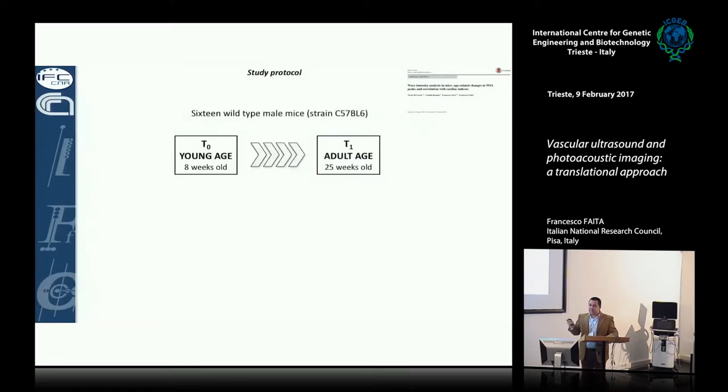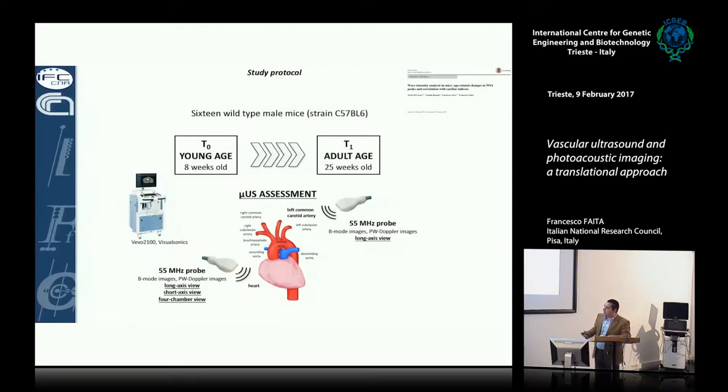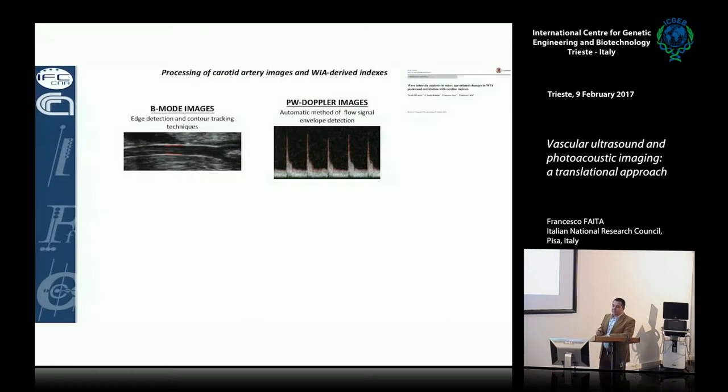So we enrolled 16 wild-type mice at different ages, the same animals in follow-up, and we acquired both cardiac and vascular parameters. For vascular parameters, in terms of image processing, we developed a custom software for stroke change in volume and diameter evaluation, also by means of edge detection and contour tracking techniques, and the same from the pulsed wave Doppler, where we obtained the envelope of the trace. So from this elaboration you have diameter and flow as before.